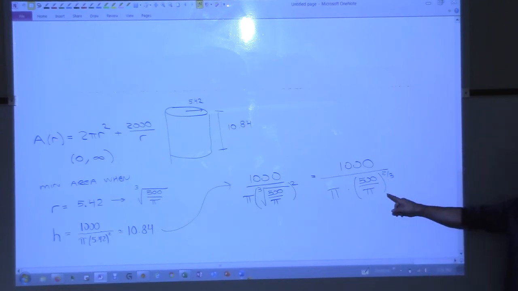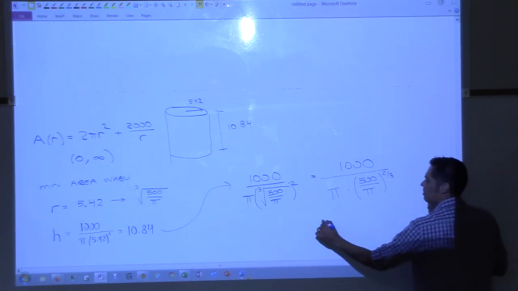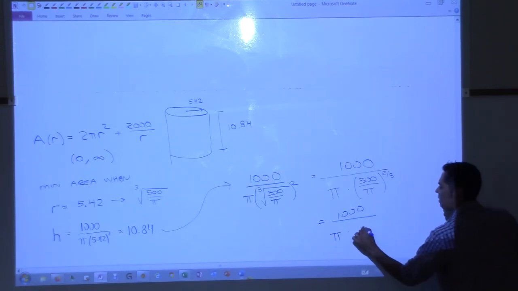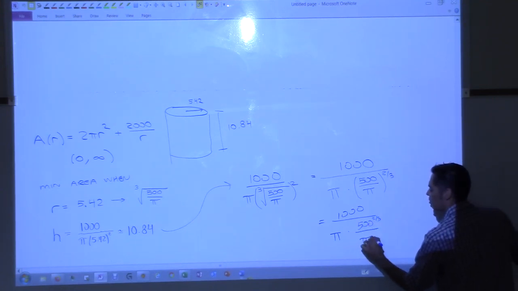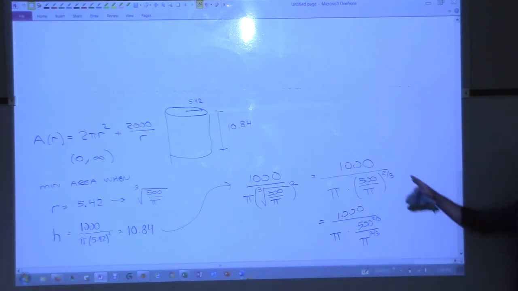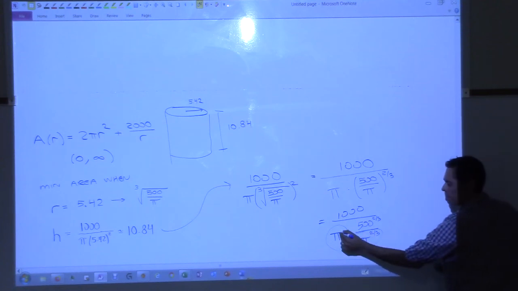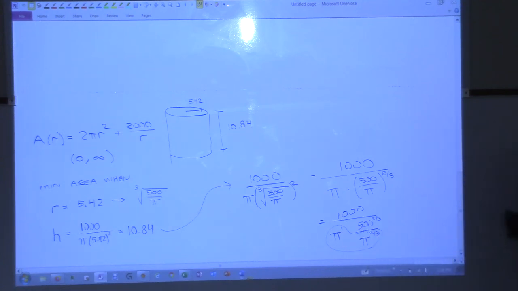Do y'all agree with that? The cube root of something and then squared is this. Yeah? Okay, so now watch this. This is 1,000 over pi times 500 to the 2/3 over pi to the 2/3. Agree? Just 2/3 on both? And now look at these. That one's on top of that one, right? So what happens if I take pi to the first power and divide it by pi to the 2/3? I get pi to the 1/3. Yeah?